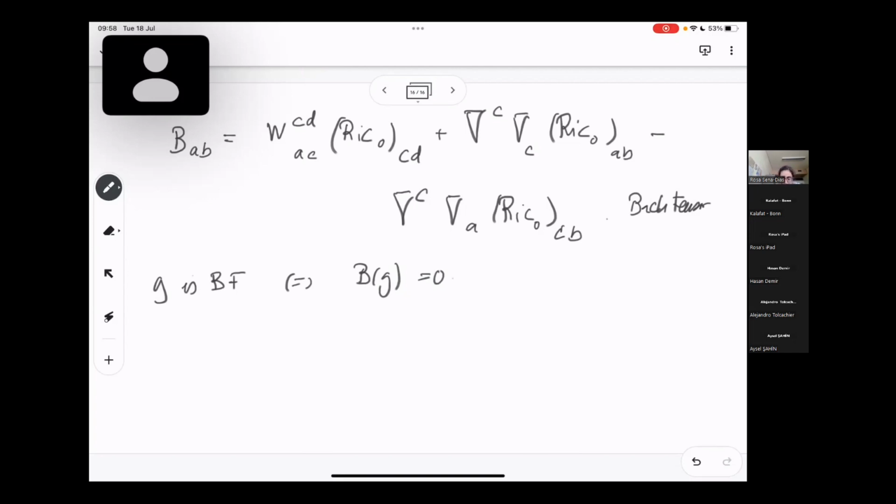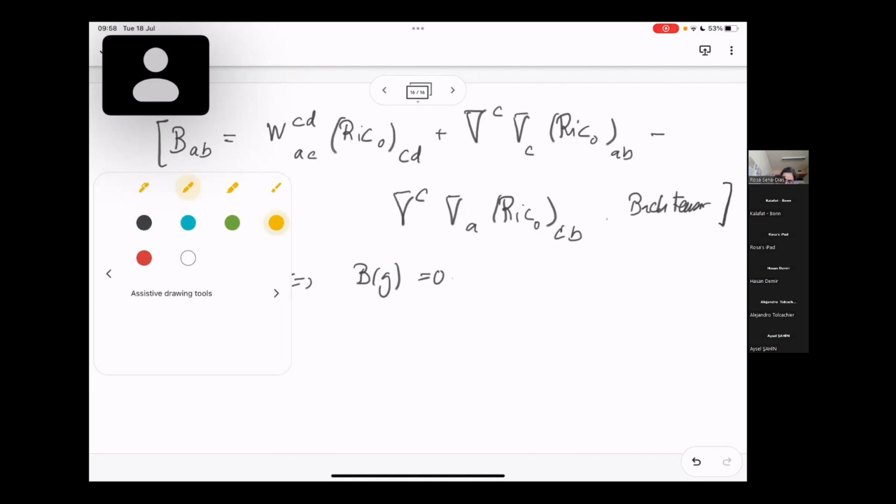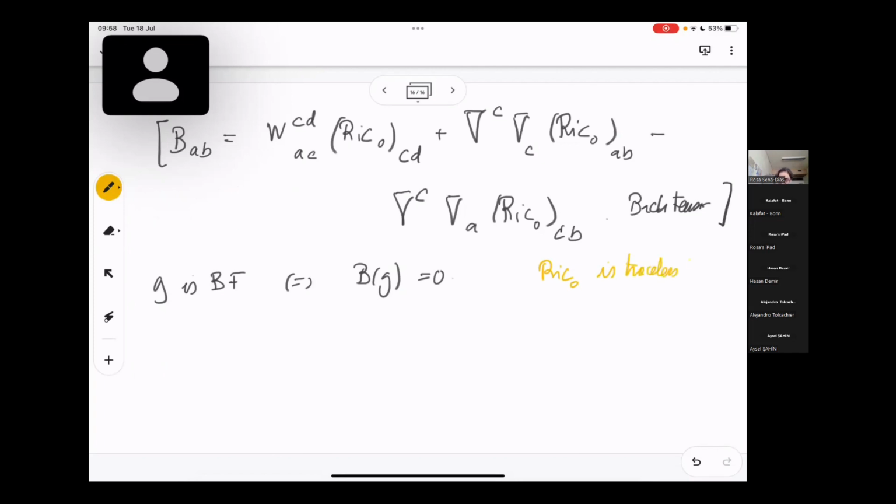And what I want you to notice from this formula, which I think is at first sight a bit strange, is the following. I should say that this Ricci zero is what's called the traceless Ricci. That is, it's Ricci minus its component along the metric direction. It's Ricci minus (scalar over n) times g.